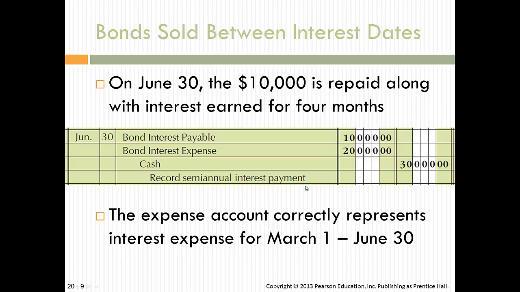On June 30th, the corporation pays the interest. First, they reduce the liability of interest payable with a debit. Next, they record the interest expense of $20,000. Note that the interest expense is only for 4 months. That's the amount of time that's passed since the bondholders purchased the bonds. Finally, a credit to cash for the full amount of $30,000 is recorded.